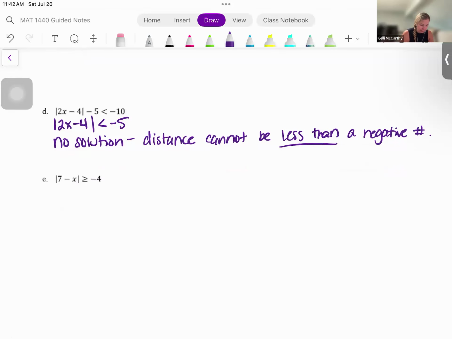Absolute value of 7 minus x is greater than or equal to -4. Now, if we think of this in terms of what absolute value represents, it's representing distance. What this is saying is that the distance is more than -4 units. If we think about that, that's always going to be true. So I'm predicting that our solution is going to be all real numbers because distance is always going to be greater than a negative number.